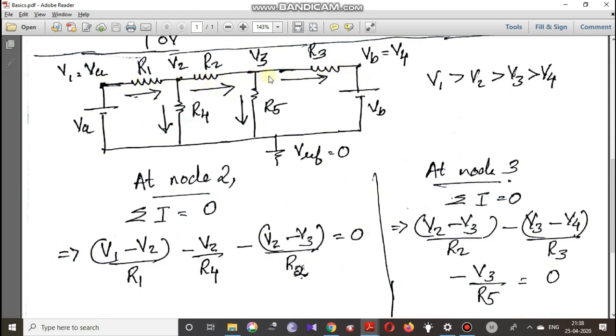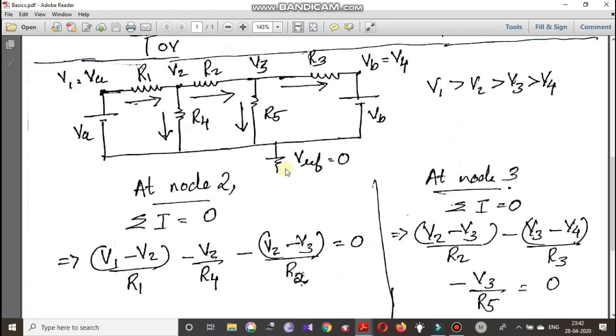We need to write the node equations for those nodes whose node voltages are unknown. So here we must find for which nodes we know the node voltage. For this node we know the node voltage is 0 volt. Now for the first node V1, V1 is the voltage between this point and ground. So as we go from ground to point 1, the voltage is VA. So V1 is equal to VA.